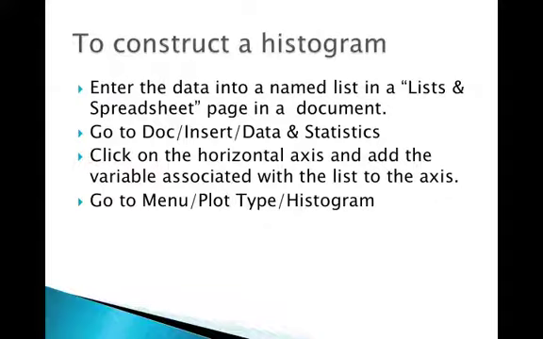Anytime you're doing a graphical display of data, this is the type of page you want to insert. Then you're going to click on the horizontal axis and add the variable associated with the list to this horizontal axis. So whatever you named your list, that's what is going to show up as an option, and that's what you're going to select. You're going to go to Menu, and then Plot Type, and then Histogram. So here we're doing something within the page that we already have, and so we select Menu. Whenever you're adding a new page, you go to Doc, just to help you internalize this, because you're going to need to know how to do this without any list of instructions.